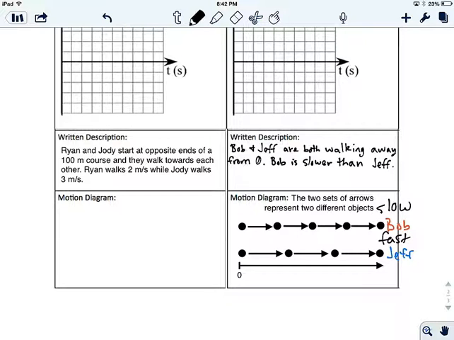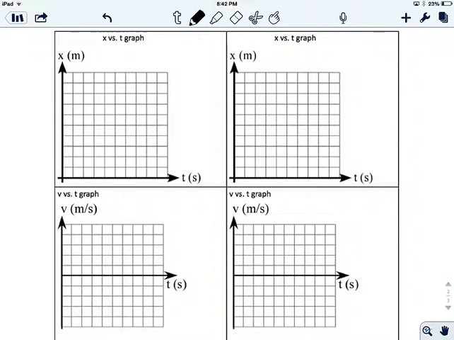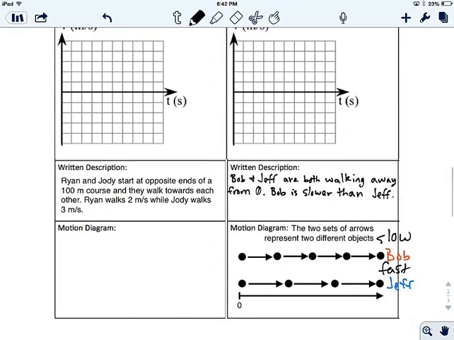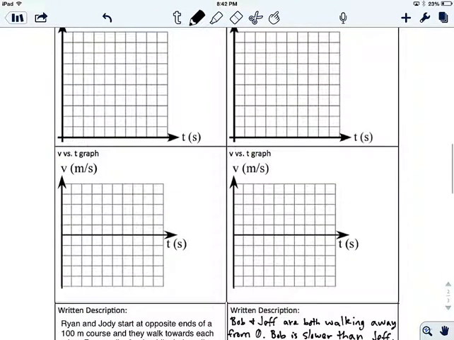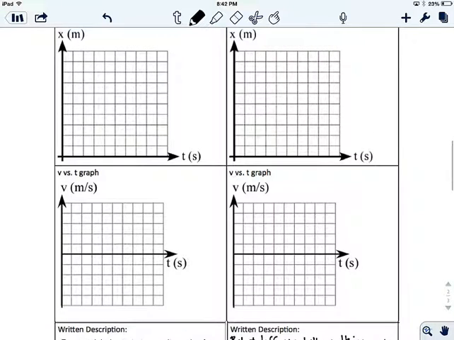Now let's go back up and let's do our x versus t. Now, there's not numbers on here, okay? So down here, there's no numbers. So I'm not going to worry about labeling my graphs right now because I can't possibly be expected to figure out what the number should be. So let's just do Bob and Jeff then, all right? We said Bob was red.